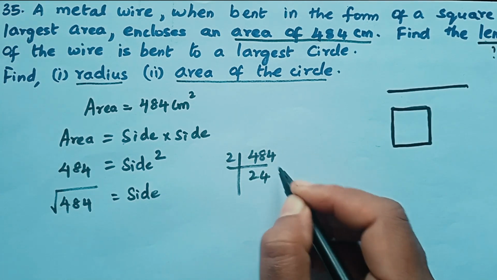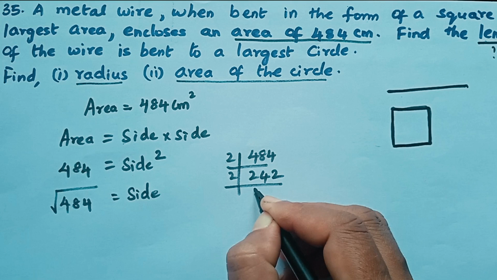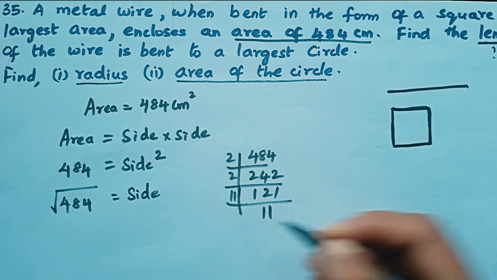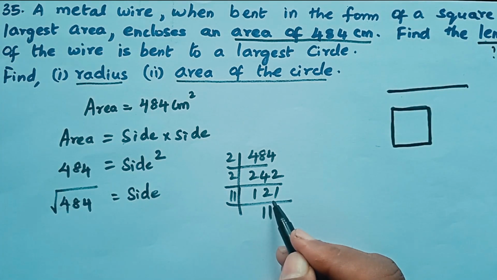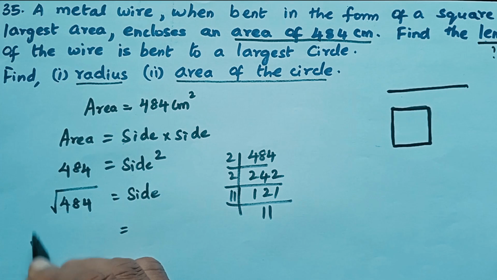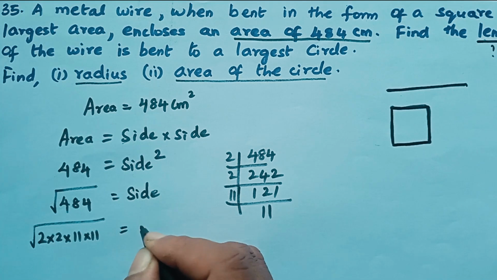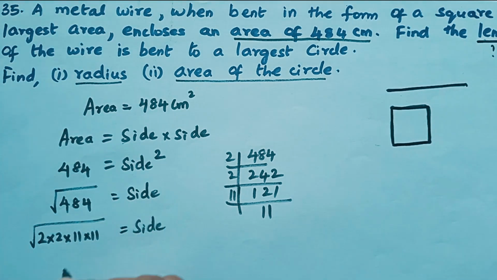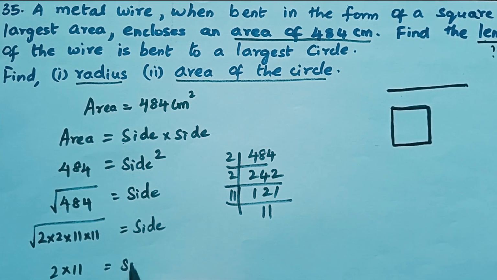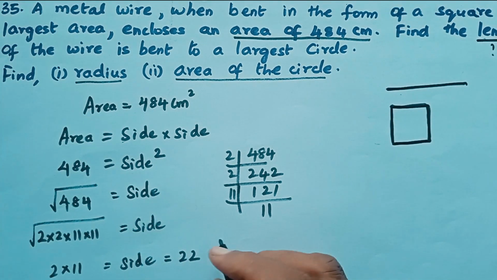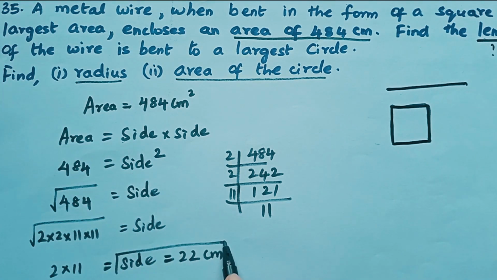2 2s are 4, 2 4s are 8, again 2 2s are 4, 2 1s are 2, 2 2s are 4, 2 1s are 2. This will go with 11. So 11 times 11 is 121. So root of 2 into 2 into 11 into 11. When you take out the square root, you will get 2 into 11, which is equal to the side. So side is equal to 22 centimeter.